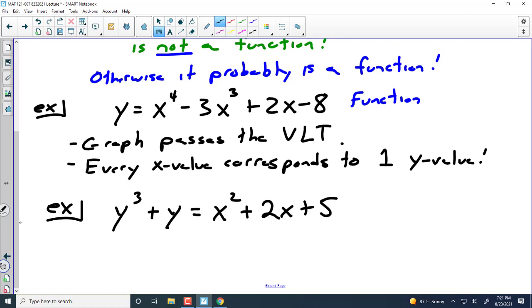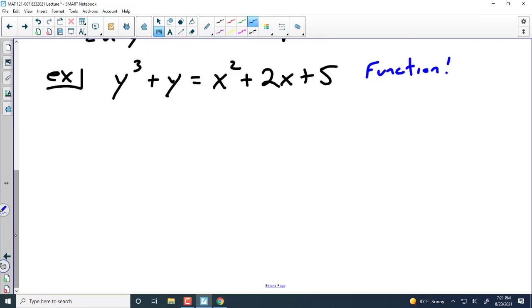Does anyone see a y to an even power? No. I don't see a y to an even power. Does anyone see a plus or minus in there? No. What do you think this is? Function. That's a function. Oh, that's awesome to know that. Oh, how about this?